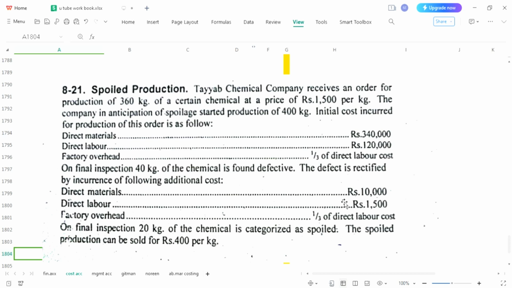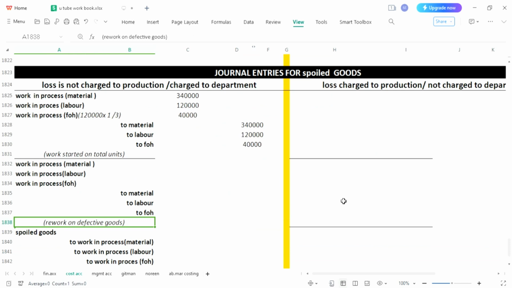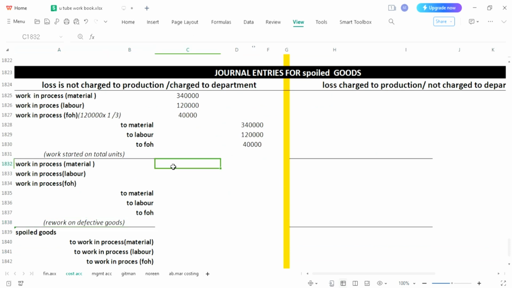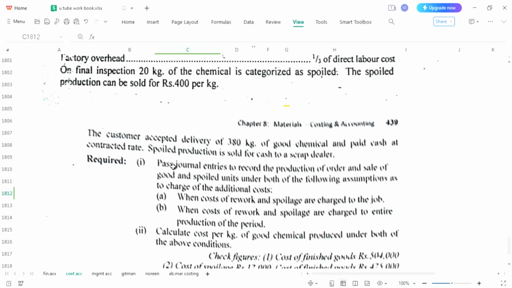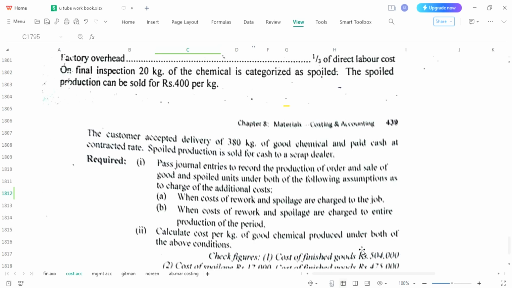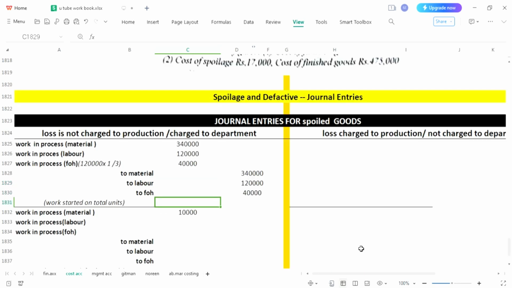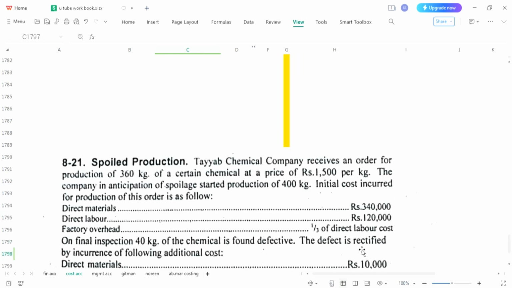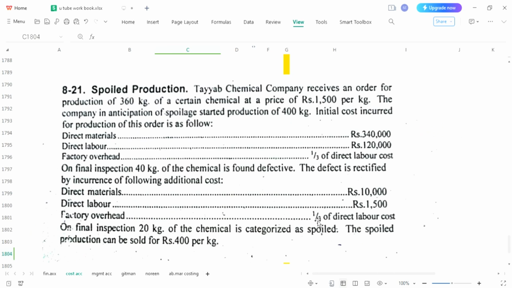Direct material 10,000, so you will put 10,000 over here. Then we will see how much labor, how much additional labor was used. Defective labor 1500. So you can put 1500 over here. Then finally for FH, it has been said that one third of direct labor cost.